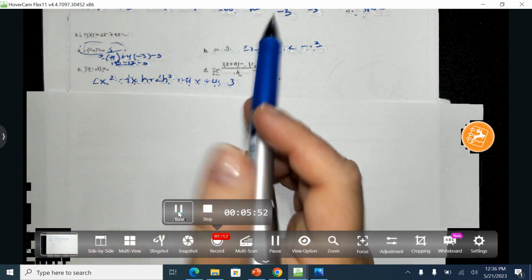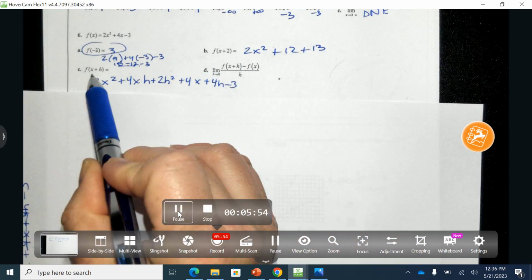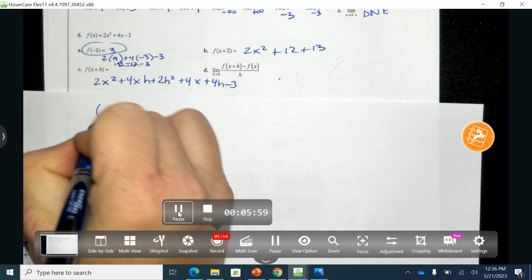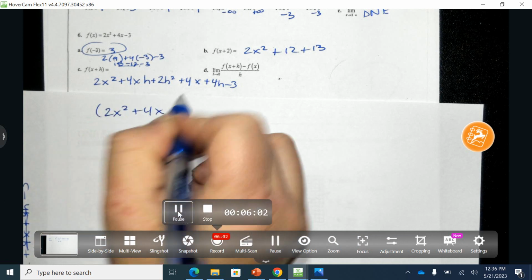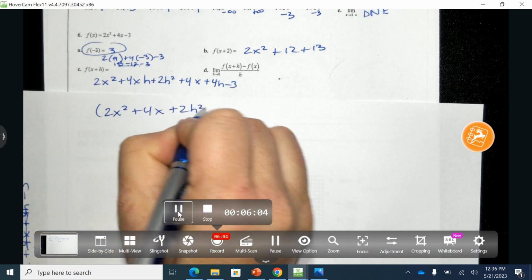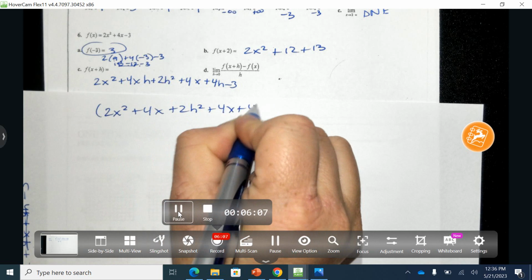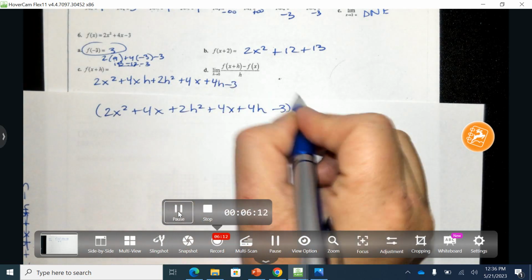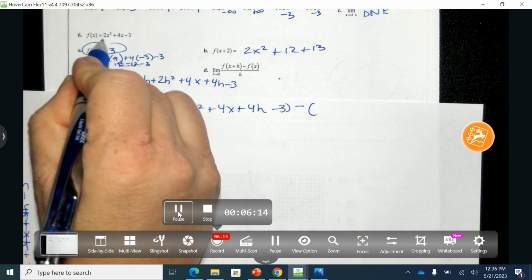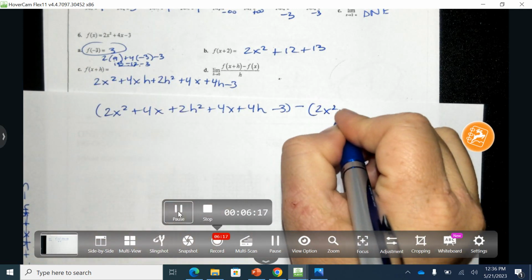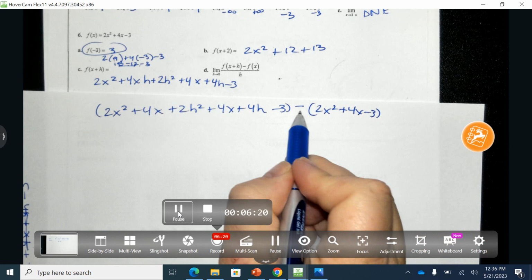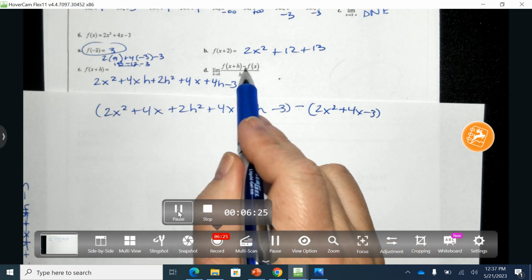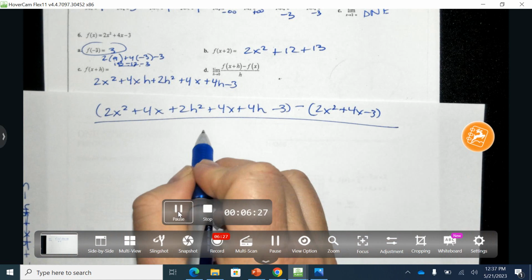Okay, so in part D, I'm going to take this quantity, which I already was able to come up with, and I'm going to subtract f of x. 2x squared plus 4xh plus 2h squared. This is f of h plus x, and now I want to subtract what f of x is, which is 2x squared plus 4x minus 3. Keep in mind I'm putting a parenthesis around that entire quantity because I do need to distribute the subtraction sign, and that's all going to be over h.